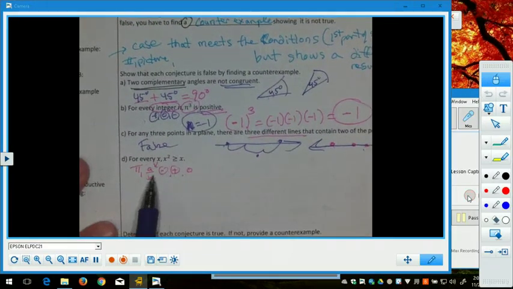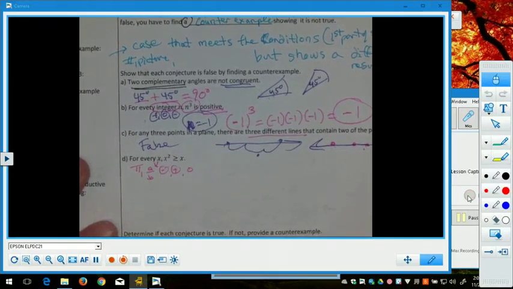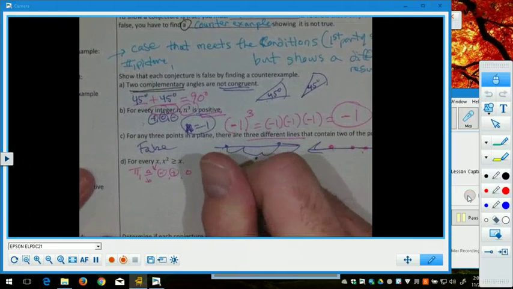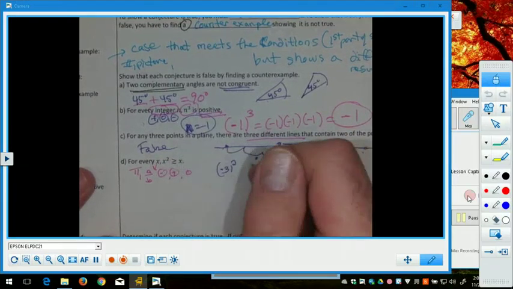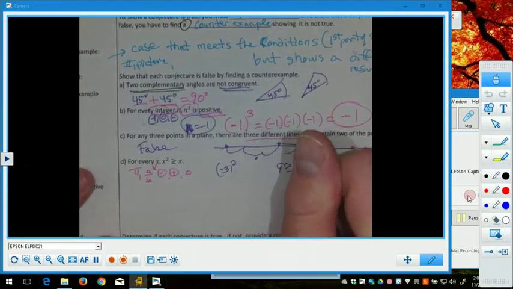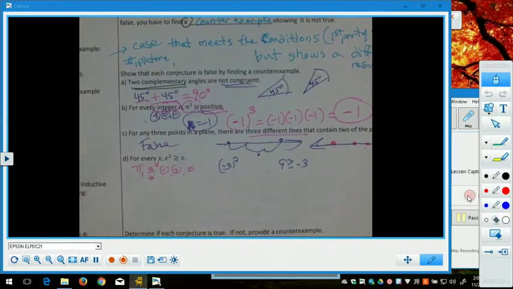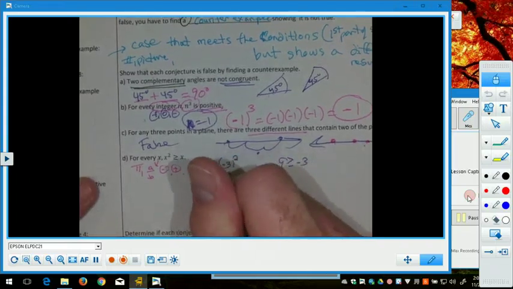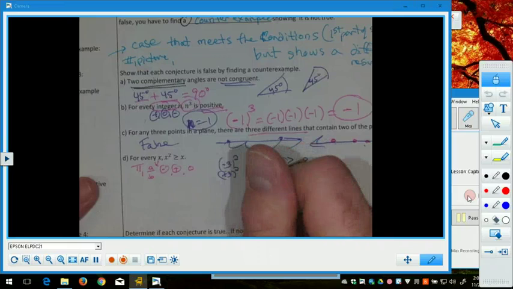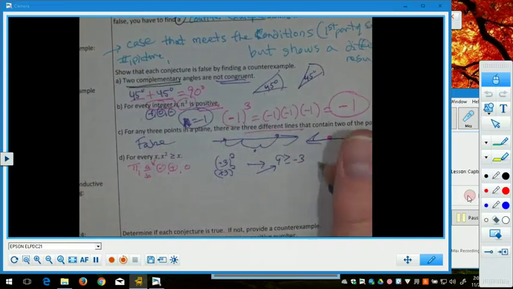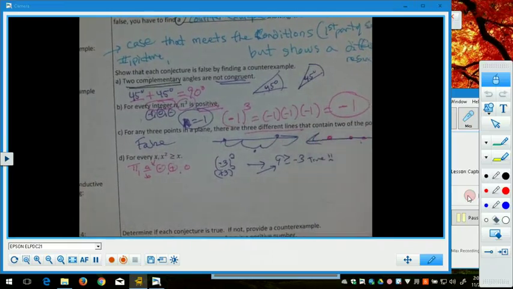So we have to pick a number that looks like one of these, that when we square it is not greater than the number we started with. So some of you are like, oh, pick a negative. Well, if you square negative 3, you get 9. And 9 is greater than or equal to -3. And that would be true even if I put a positive in there. You get the same thing, right? So those are true, so that's not a counterexample.